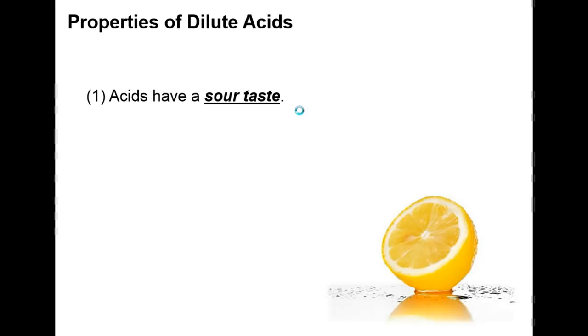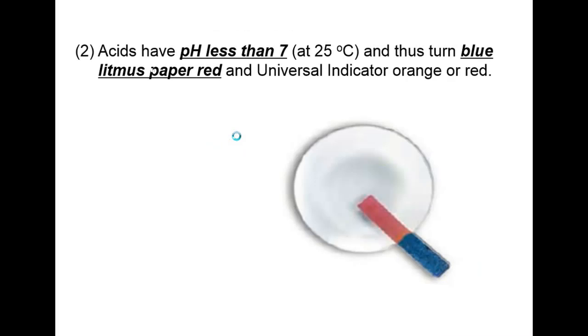So let's move on to some of the simple properties of dilute acids. You would probably have tasted a lemon your whole life. You will notice the lemon tastes sour. So the sour taste from the lemon actually comes from the acid, citric acid. So this is the acid which gives lemon the sour taste. The more sour the lemon, actually the more concentrated is the citric acid content in the lemon.